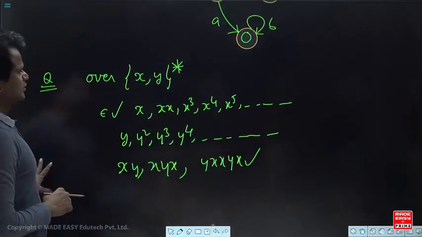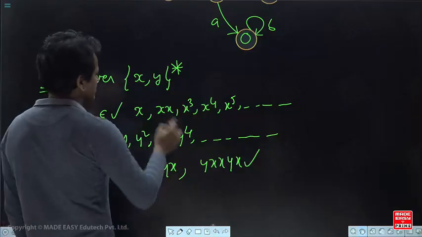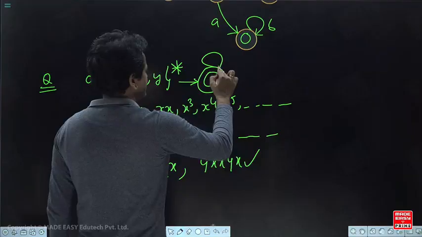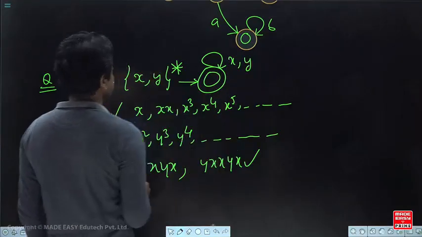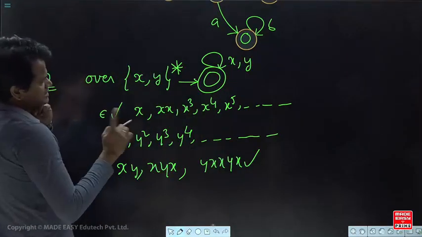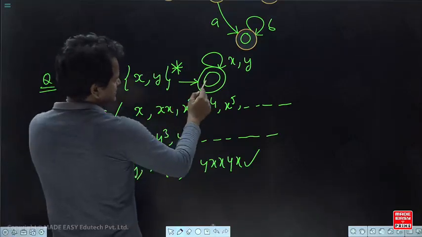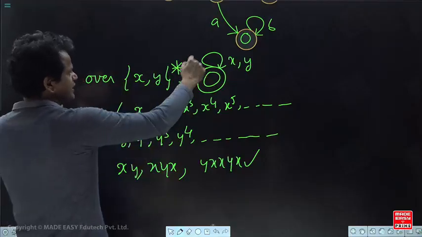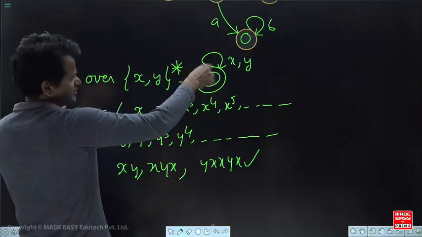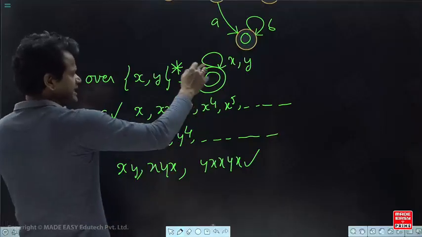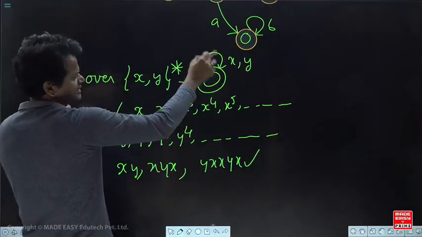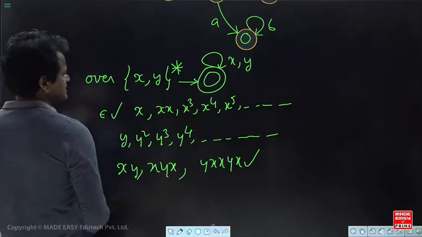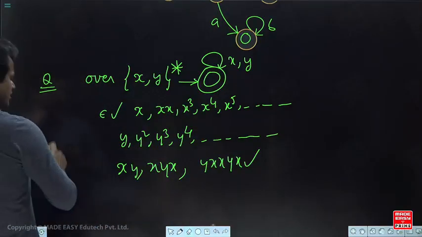So what is the NFA to accept any combination of x and y? Simply this one. Are you following? All strings of x and y: epsilon is accepted, x square, x cube, x power 4, x power 5, and so on. Only x's will be accepted. y square, y cube, y power 4, y power 5, y power 6, y power 7, all. Only y's will be accepted. Any combination of x and y, x, then y, then x, then x, then x, y, will be in the finite state. So this is the NFA as well as DFA which accepts all the strings of x and y. Now, my question.